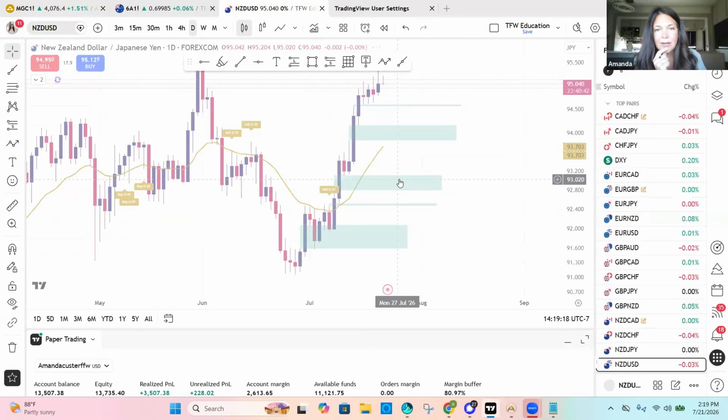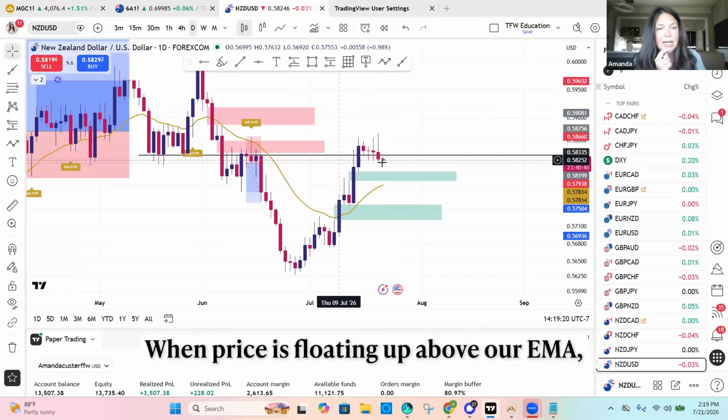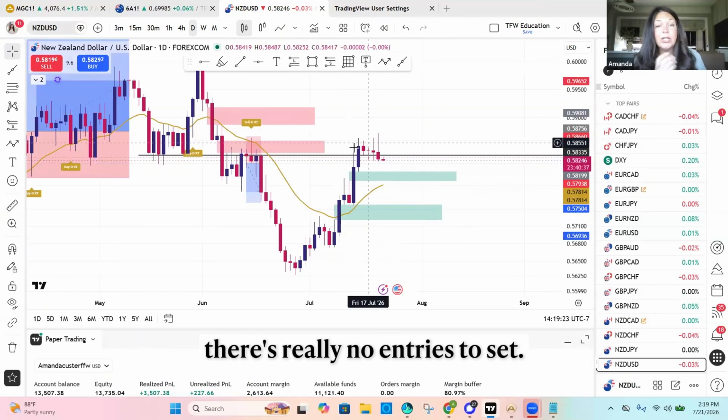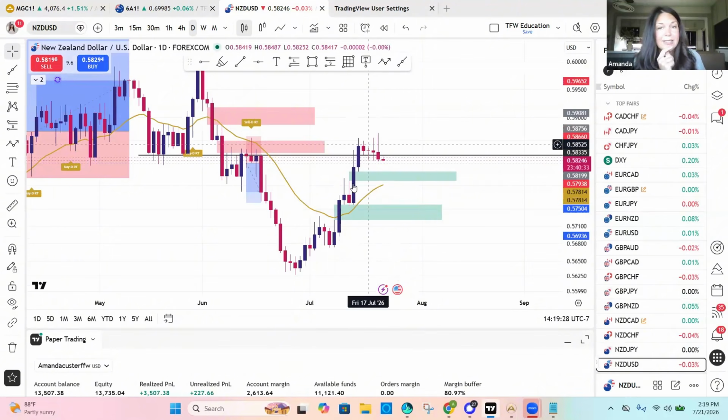Oh my gosh, everything's above the EMA. So when price is floating up above our EMA, there's really no entries to set, right? We've left the runway. Price is hanging out. It's trending. It's doing its thing. We cannot set trades until it comes back to our EMA.